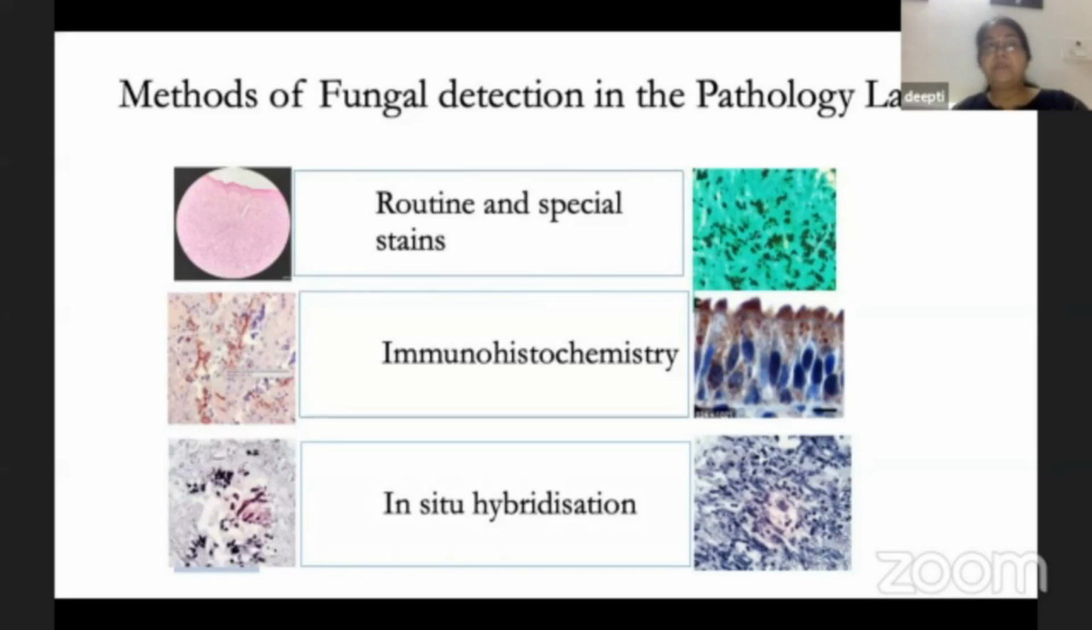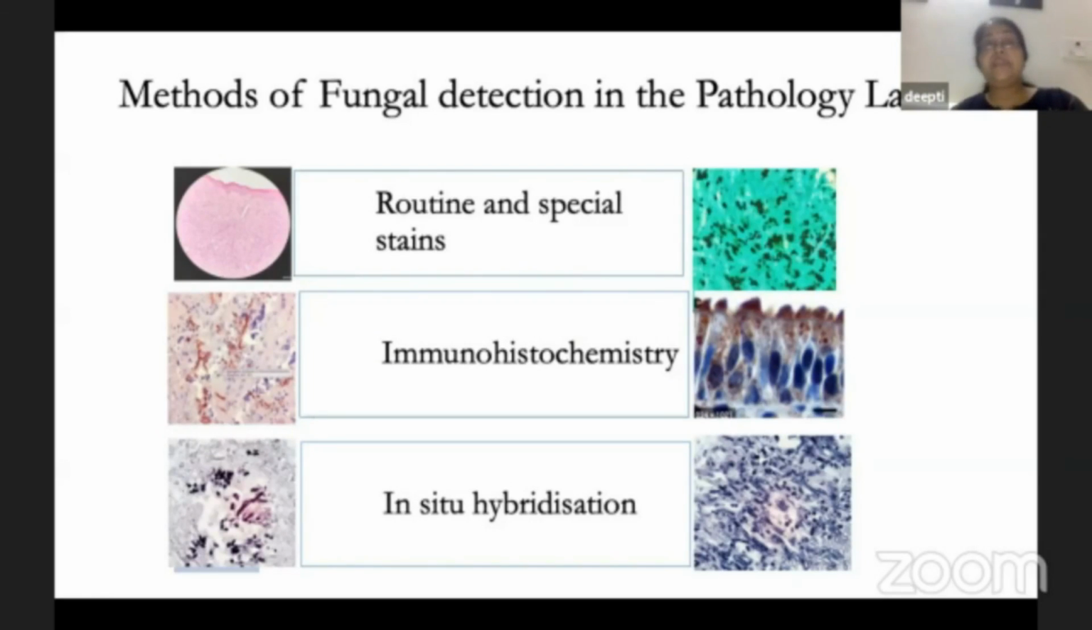The cytology lab receives samples like sputum, endoscopic samples like bronchial lavage, bronchial brushings, bronchial wash, and FNA from lung, skin, or any other lesion, cerebrospinal fluid, urine sample, or cervicovaginal cytology, also commonly known as pap smears.